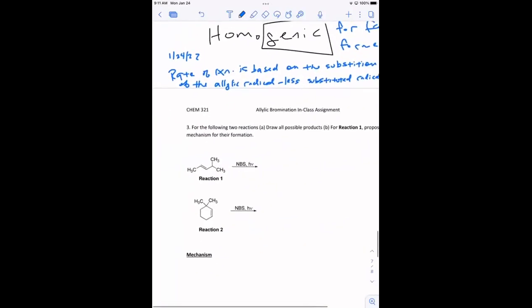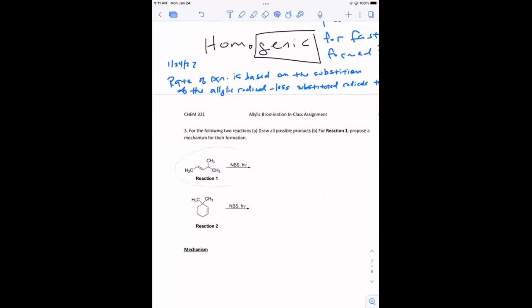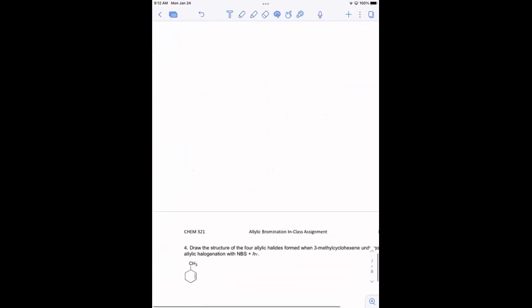All right. So I'm going to cut this out because we're going to need room to do this. So this is just a basic question. For the following two reactions, draw all possible products. And for reaction one, propose a mechanism. But we're going to do the mechanism for both. So let's do that. Let me add a page.